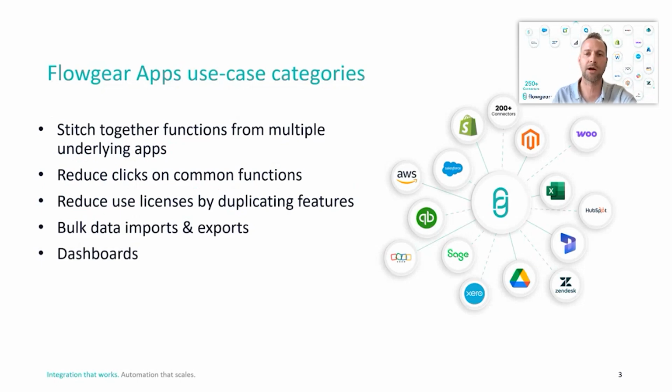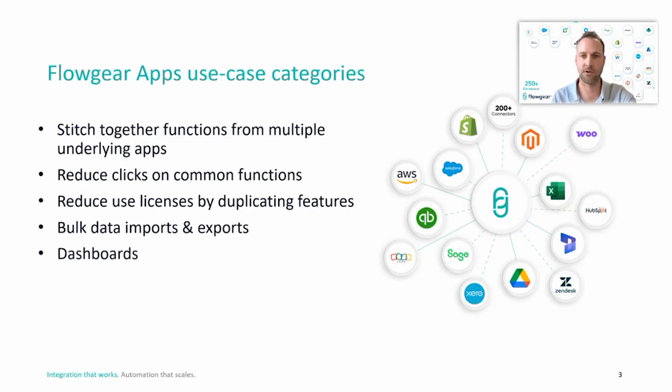So what we want to look at is just the categories of use cases for Flowgear Apps. Then we'll look at some very quick examples of some of those categories. So fundamentally, these are kind of the main 5 categories that we see our customers using Flowgear Apps for.